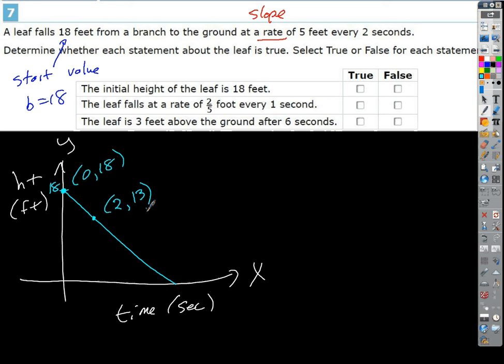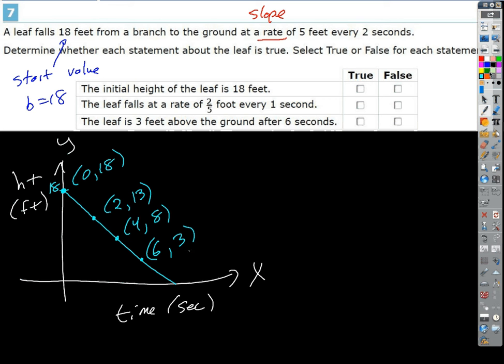We could keep going with that, couldn't we? What's another point? We could go over 2 more seconds and drop down by another 5, so we get 4 and 8. Then the next one is 6 and 3. After that, it's going to hit the ground before we get to the next one. So that's pretty good. That gives us a lot of information.